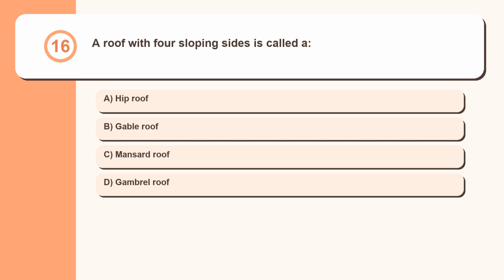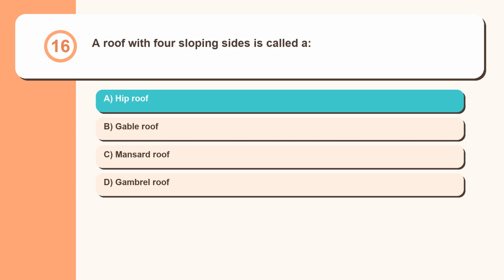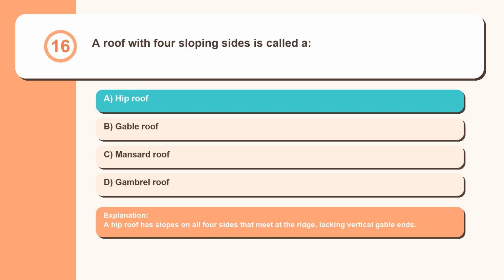Question 16. A roof with 4 sloping sides is called a hip roof, gable roof, mansard roof, gambrel roof. A hip roof has slopes on all 4 sides that meet at the ridge, lacking vertical gable ends.